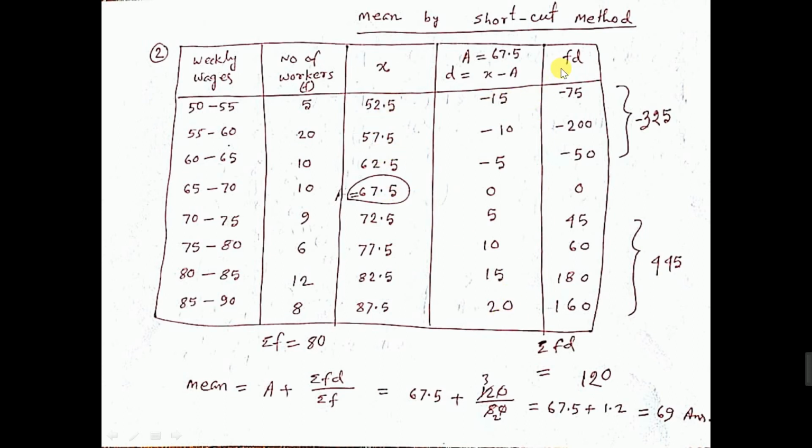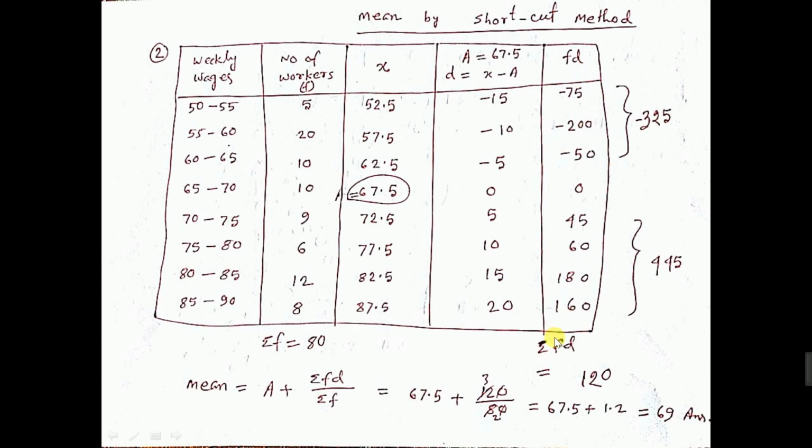Okay, then fd. Here the number of workers I consider as f. This is actually frequency. So 5 into minus 15, minus 75. 20 into minus 10, minus 200. 10 into minus 5, that is minus 50. 10 into 0, that is 0. 9 into 5, that is 45. 6 into 10, that is 60. 12 into 15, 180. 8 into 20, 160.